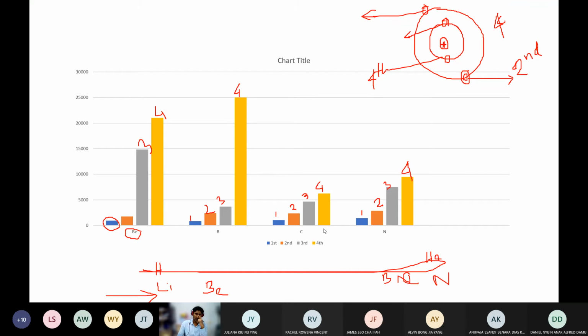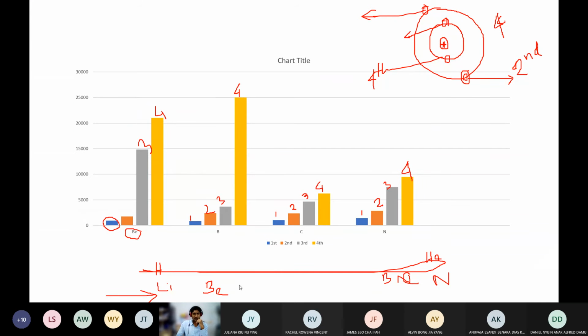Or do you see any problem here, or do you think there is a problem? Anyone? No? No problem. Okay, so there's no problem, so let's go then. Is it?